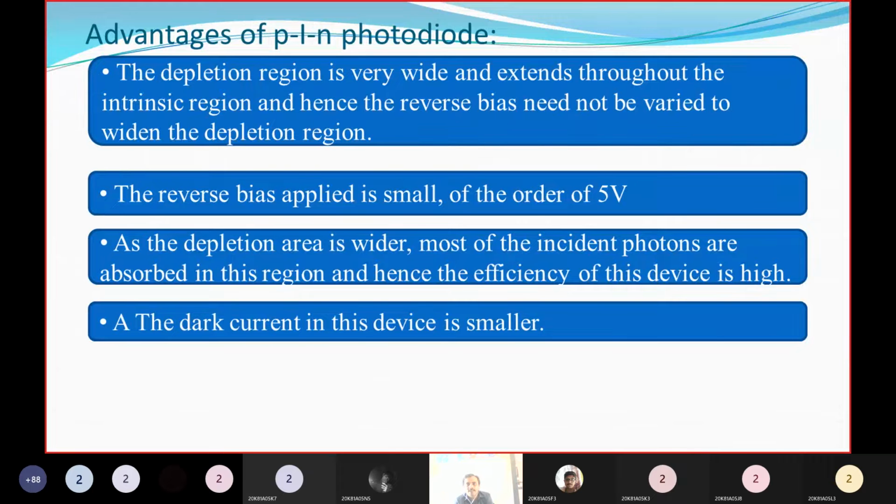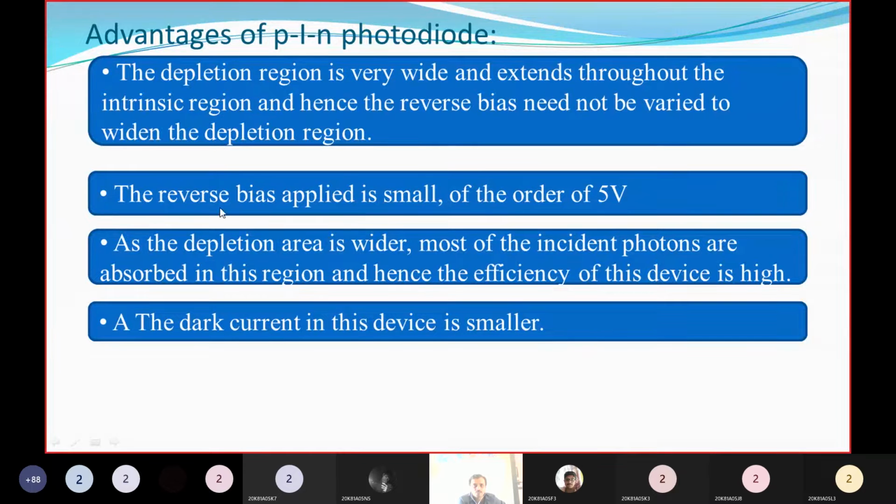Hence, the reverse bias need not be large to widen the depletion region. The width of the depletion layer is already very high, so there is no need to apply high reverse voltages to increase the width of the potential barrier. So that is one advantage: no need to apply very high reverse bias voltages.